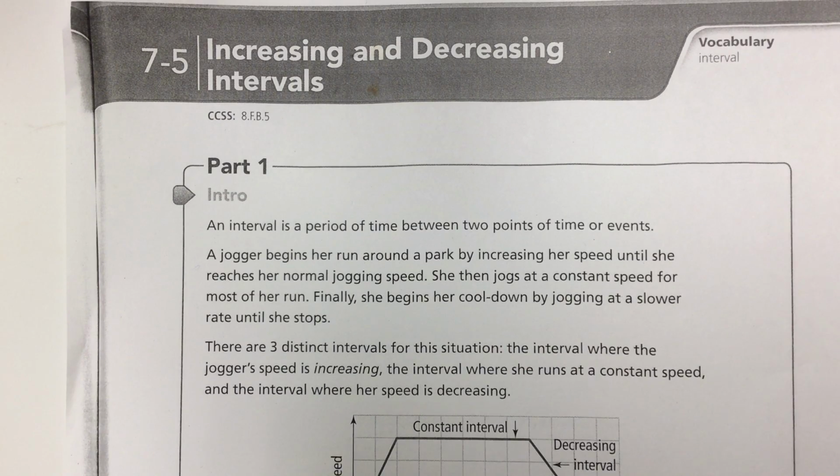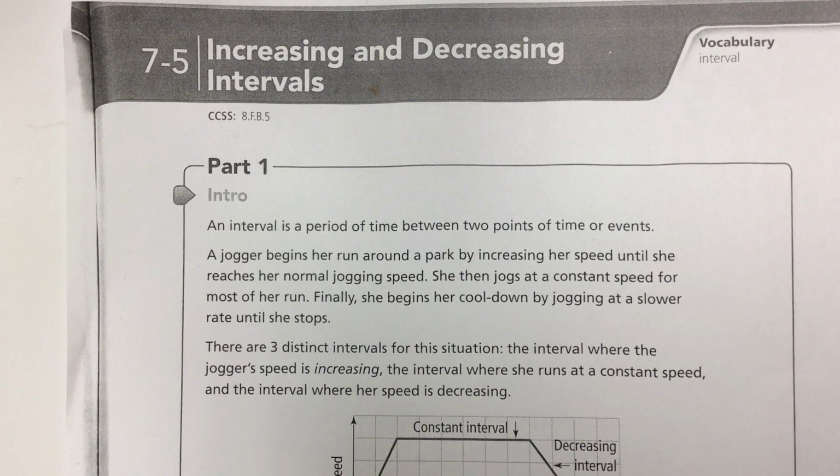Increasing and decreasing intervals. Section 7-5, Part 1. An interval is a period of time between 2 points of time or events.